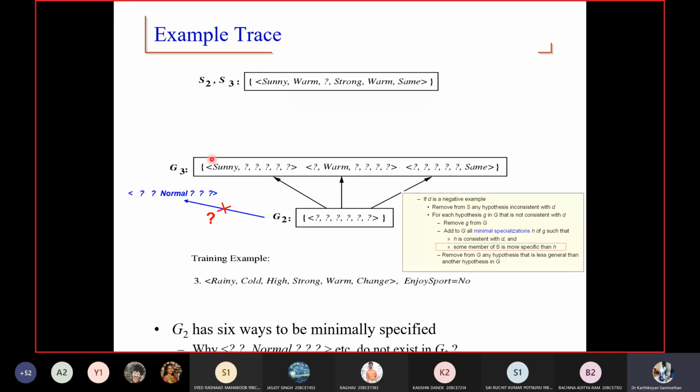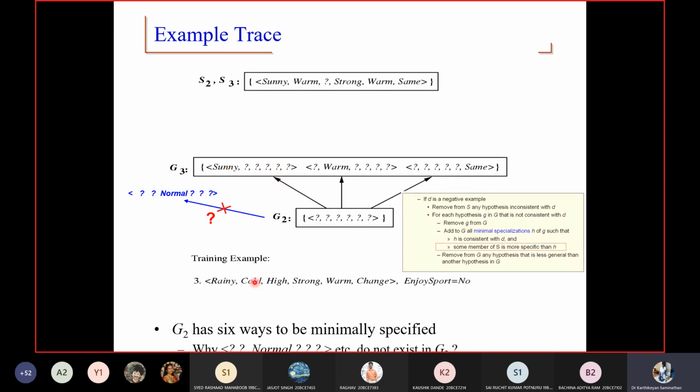So for G3, what will I do? I will compare rainy versus sunny. Whenever there is a negative, you take the instance and compare it with the specific one. So rainy versus sunny, sunny is the answer. So sunny is my first pair: sunny, comma, all question marks.